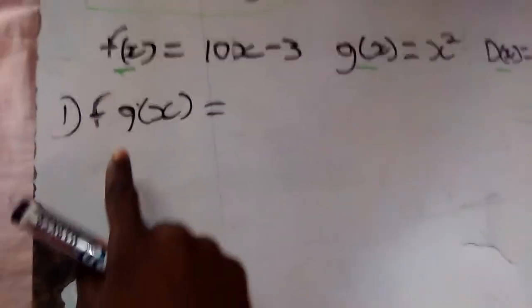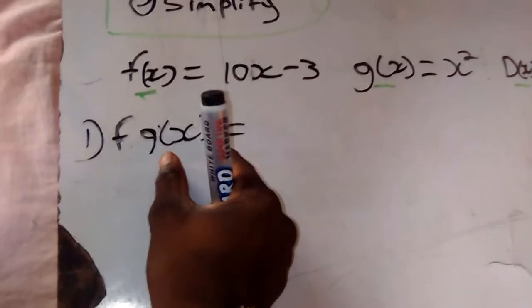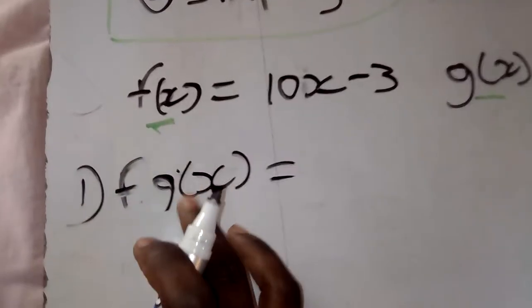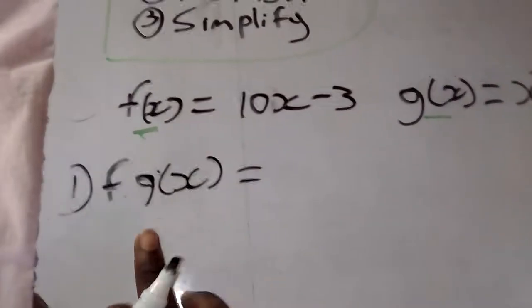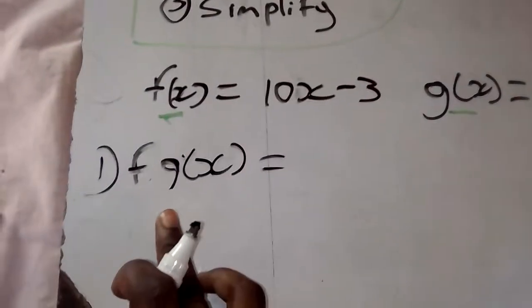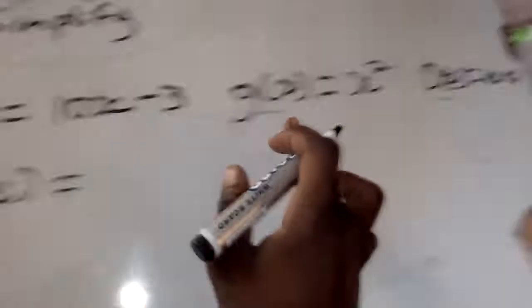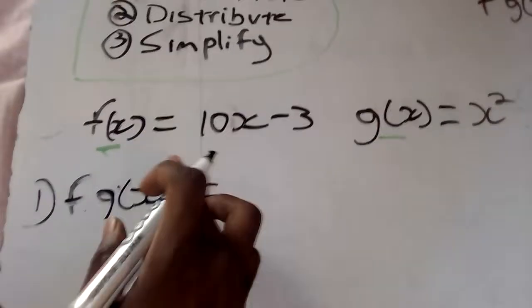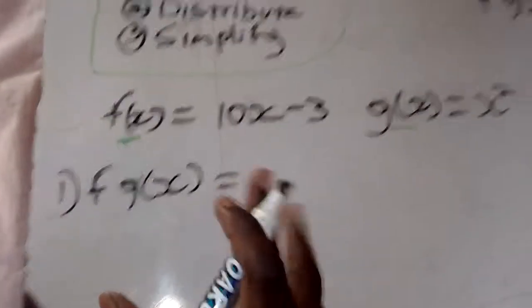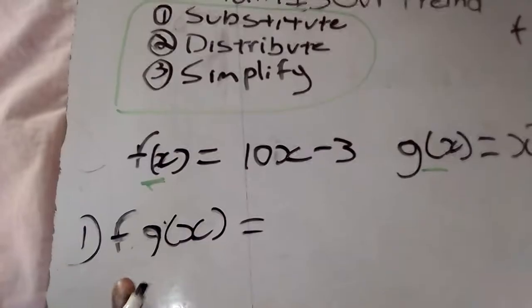Now, the first one says f of g of x. This simply means, if we can remember, we need to put the function g of x into f. So we put the function g of x into f. Let's go about it. We know that the function g of x is x squared, and we know that the function f of x is 10x minus 3. Now if we can remember, all we have to do is substitute. So the first thing we need to do, I write the function f because it comes last, right?